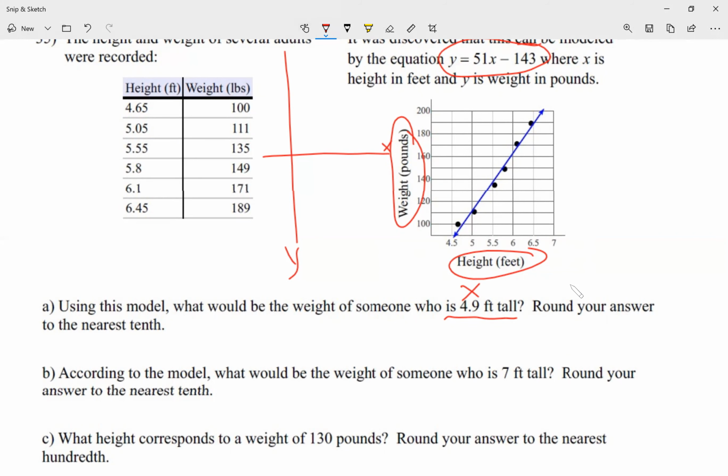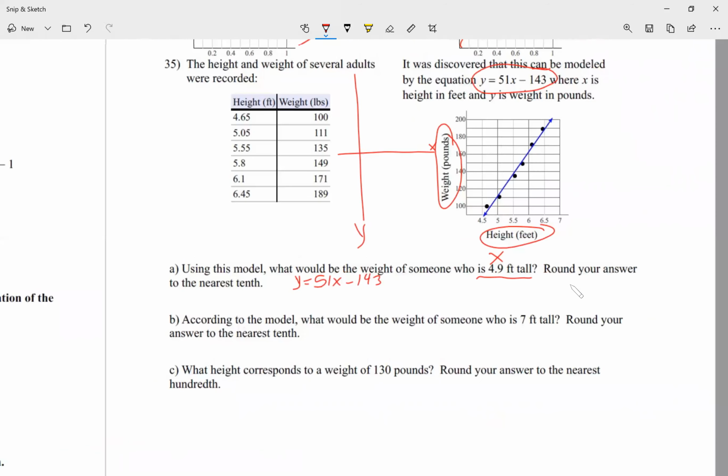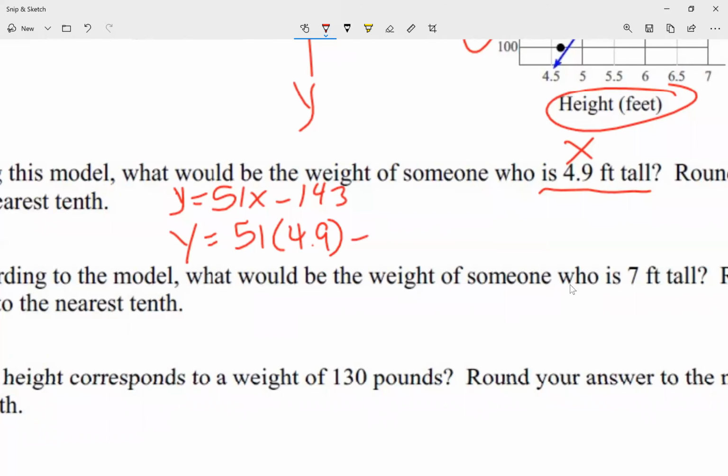Okay, so what do I mean with that? Let me zoom in here. I know my equation was y equals 51x minus 143. So again, let me just write that thing down. Y equals 51x minus 143. Right, I just copied the equation. Let me zoom out a little so you guys can see where I got the equation from the top. And then the number that I have, the 4.9, I'm going to replace that for x. So let me rewrite this as y equals 51 times 4.9 minus 143.